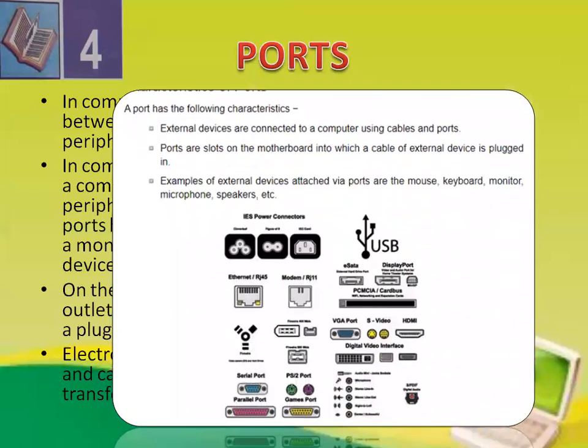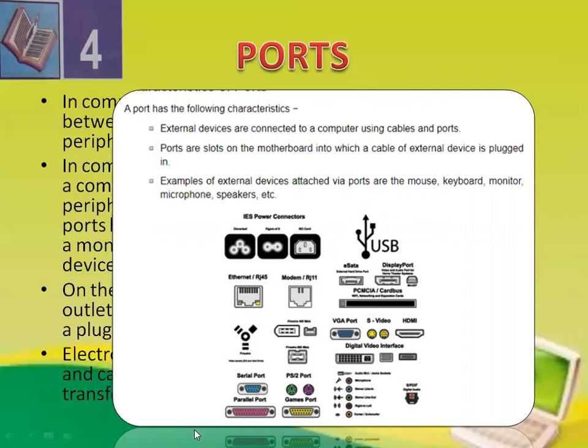So a port has the following characteristics. External devices are connected to a computer using cables and ports. Ports are slots on the motherboard into which a cable of external devices is plugged in. Examples of external devices attached via ports are the mouse, keyboard, monitor, microphone, speaker, and USBs. So here you can check different kinds of ports that are available. Ports are basically sockets or an interface, and if you want to attach any external IO device and make it part of a system unit, you can connect those devices on ports.